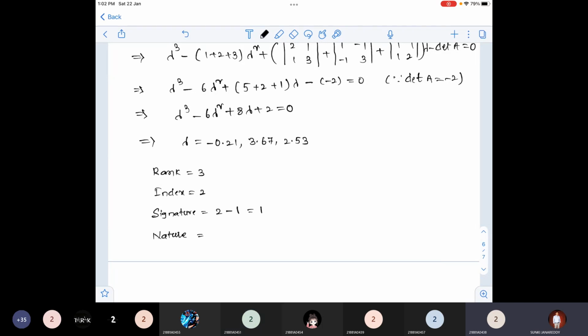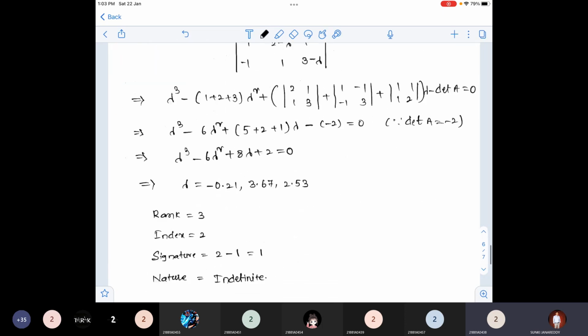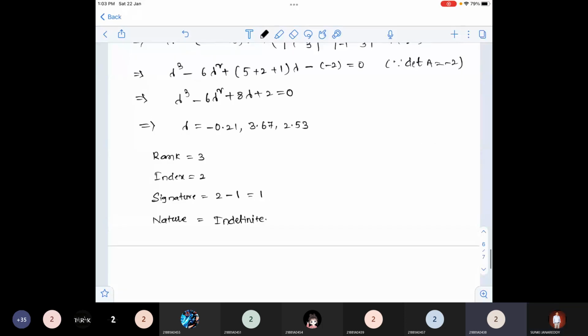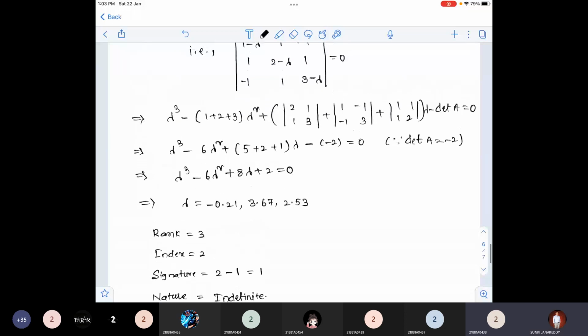Next, what is the nature? Indefinite. Some are positive, some are negative, so the nature is indefinite. I think you understood. For this you can get 5 marks easily. It is a 5 marks question.